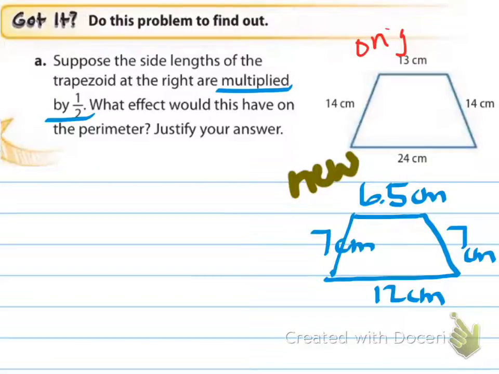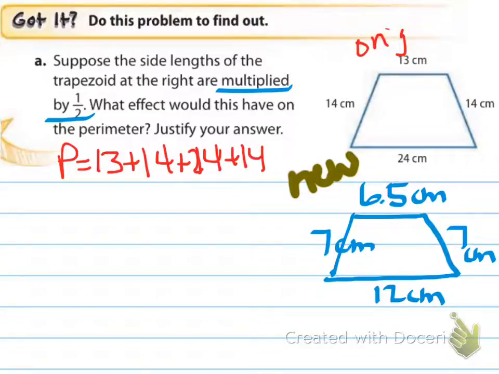All right, so for the original, we're just adding around. We're going to do 13 plus 14 plus 24 plus 14. All right, add those all up. And that's 65 centimeters.